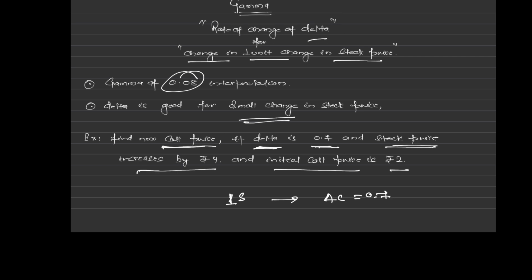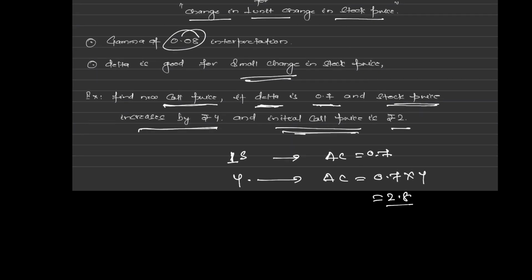Now the stock price increases by 4 unit. Then the call premium will change by 0.7 into 4. For 1 unit, the change is of 0.7 in the same direction because delta of call is positive. Now for 4 unit, it should be 0.7 into 4, that is 2.8.